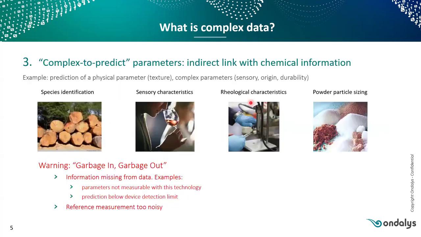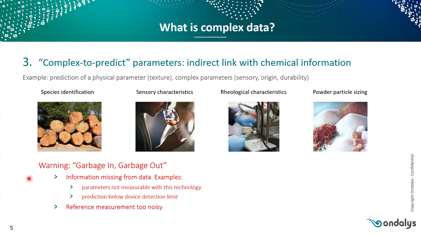And finally, a third kind of complexity would be if the parameter is complex to predict because the variation of the parameters that we want to predict is not directly related to the chemical information contained in the spectra. In this case, for instance, we could want to predict a physical parameter like texture, a rheological characteristic, or particle size, or another kind of complexity, like sensory characteristics, varietal or geographical origin of the samples, durability of the samples, and so on.